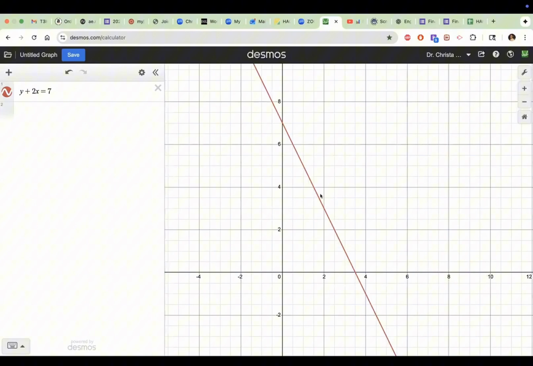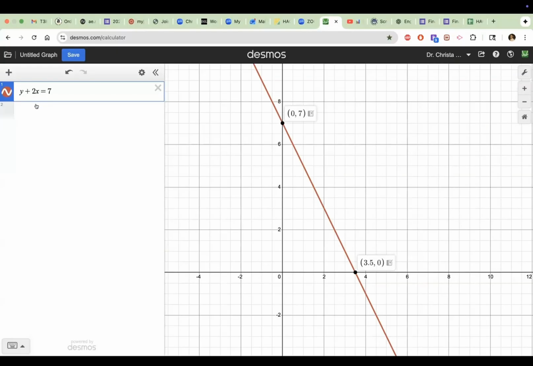So the whole graph, you see y plus 2x equals 7, and then if I switch things around, you can also see that you get the same points. That's the y-intercept (0, 7), and the x-intercept is (3.5, 0). But the cool thing about Desmos is that I can rewrite this in slope-intercept form.